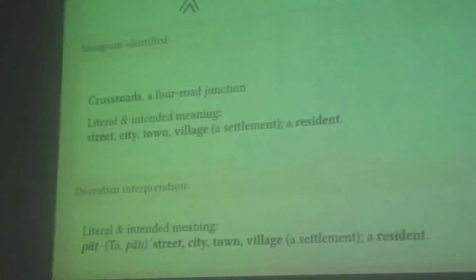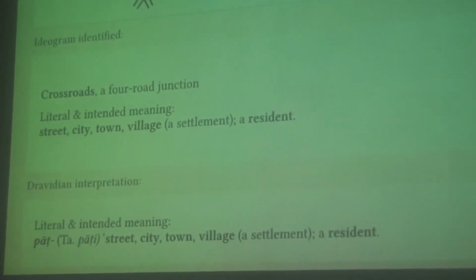Now, in the Dravidian interpretation, I have chosen the root Padi, which in Tamil literally is a street, but it's also the name of a village, Ayapadi. It occurs in modern times in place names like Katpadi and any settlement, and a resident is there.